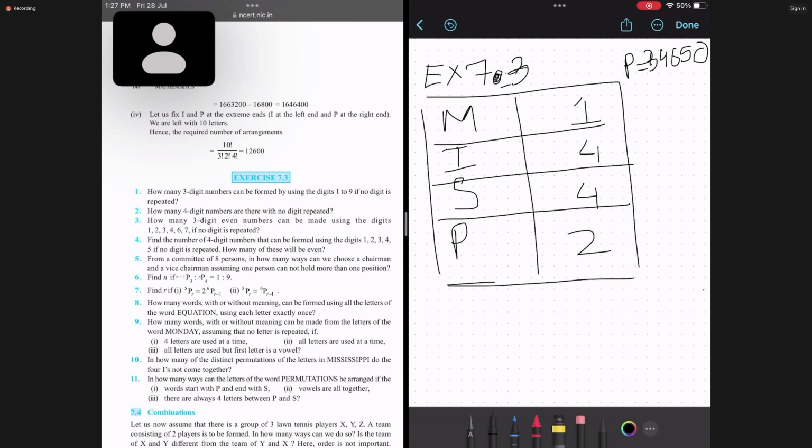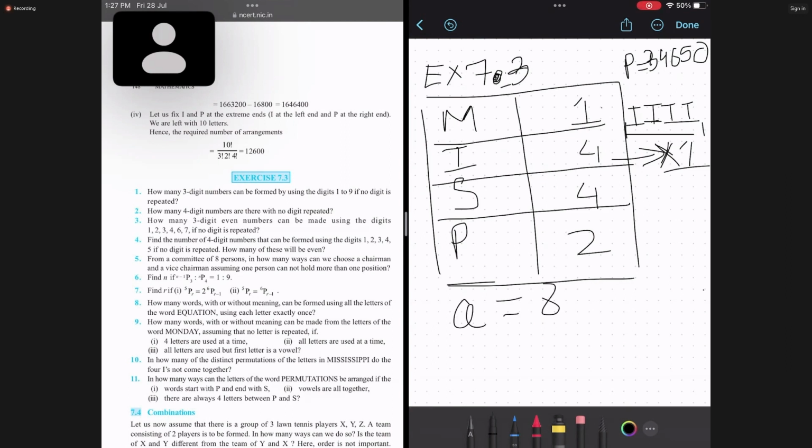So I'm going to treat all four I's as a single letter, right? Let's suppose some letter X, and then I'm going to permute the combination. So consider all I's as just one letter. The total number of letters that you now have are 1 plus 1, 2 plus 4, 6 plus 2, 8. Correct.